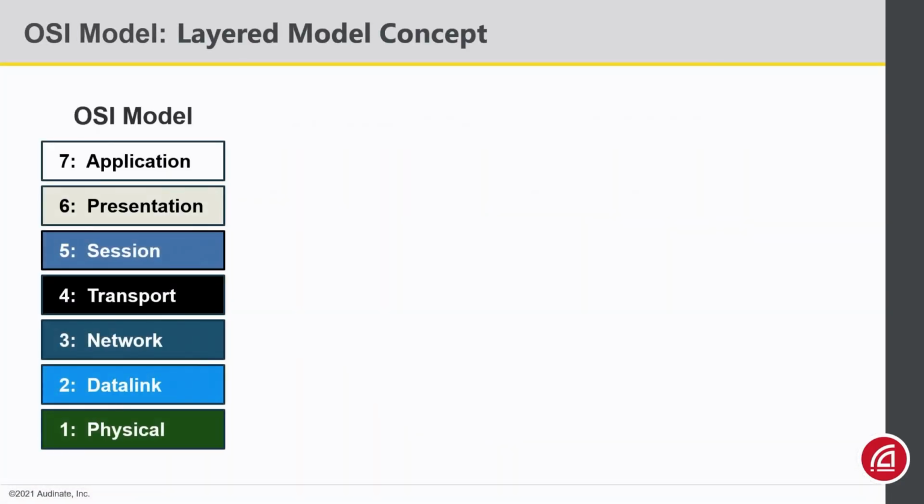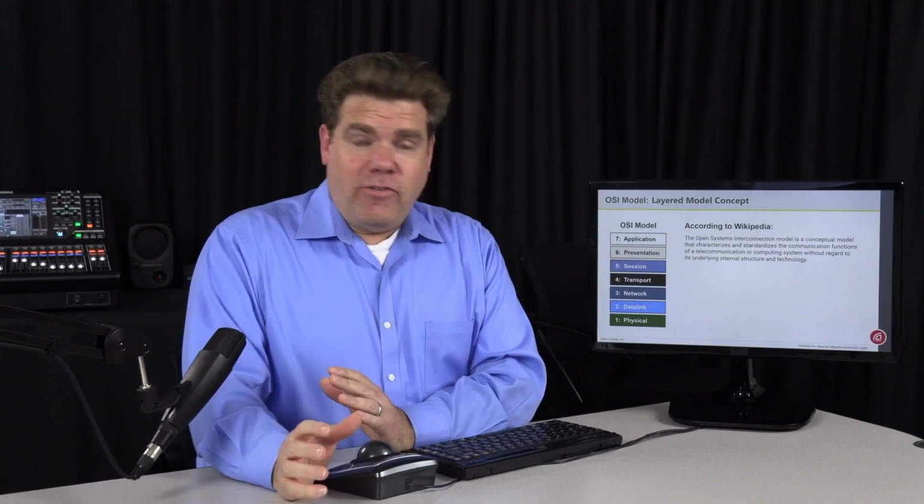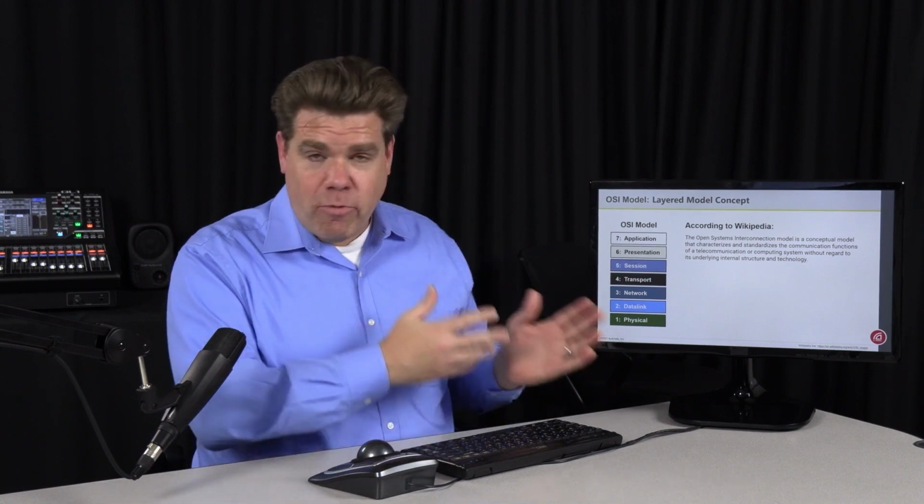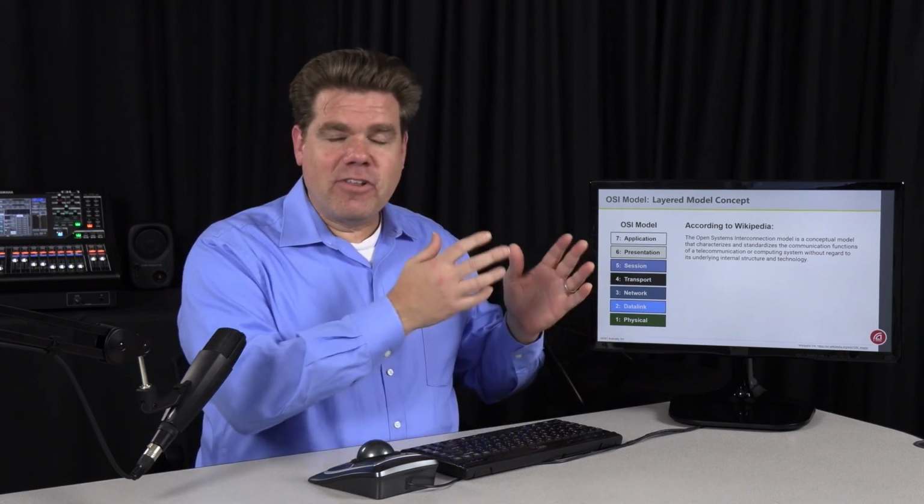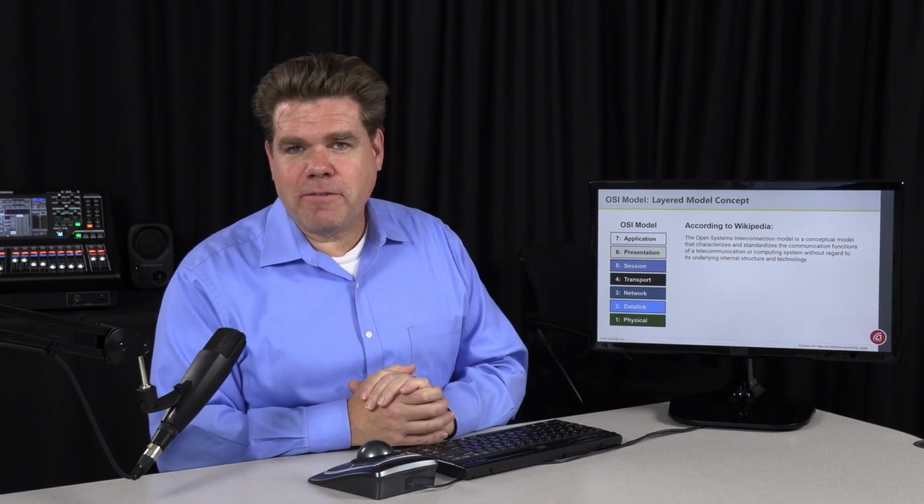The OSI model breaks down communication into 7 layers, describing how different functions work together. According to Wikipedia, the Open Systems Interconnection Model, that's the OSI model, is a conceptual model that characterizes and standardizes the communication functions of a telecommunication or computing system without regard to its underlying internal structure and technology. Is anybody feeling any smarter than they were before we read that? That's a lot of concepts all jammed into one sentence. Let's break this down for you.